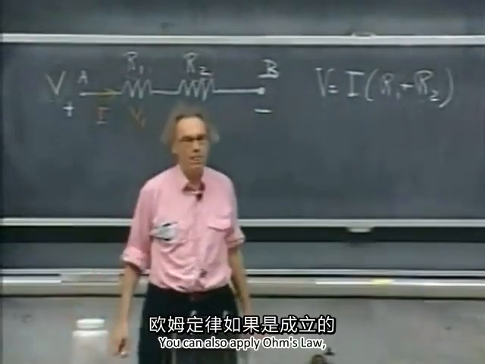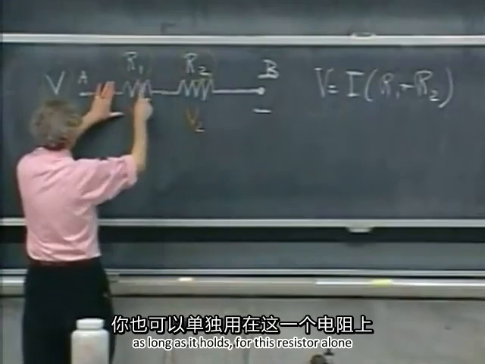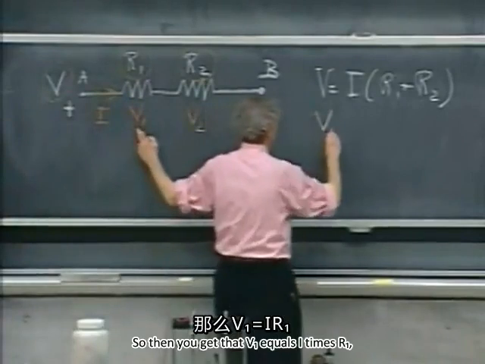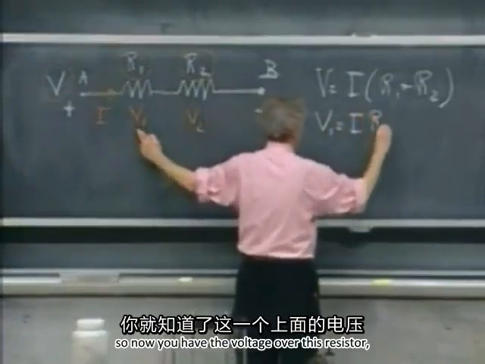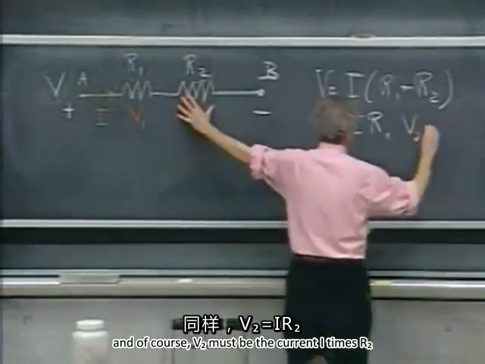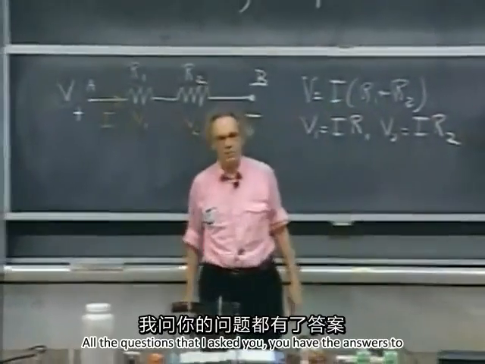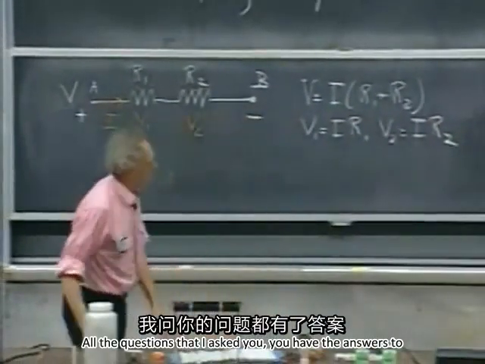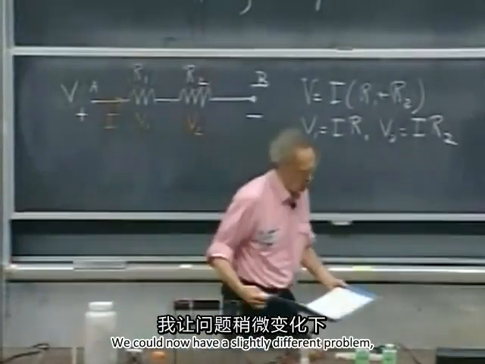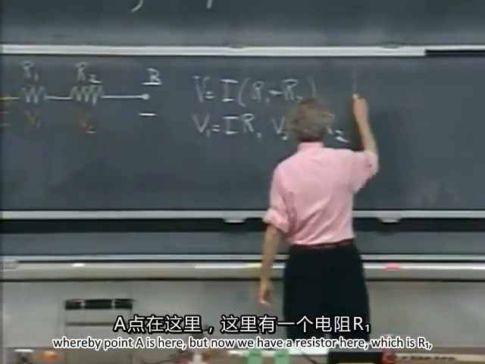Very simple. You can also apply Ohm's law, as long as it holds, for this resistor alone. So then you get that V1 equals I times R1. So now you have the voltage over this resistor. And of course V2 must be the current I times R2. And so you have solved your problem. All the questions that I asked you, you have the answers to.